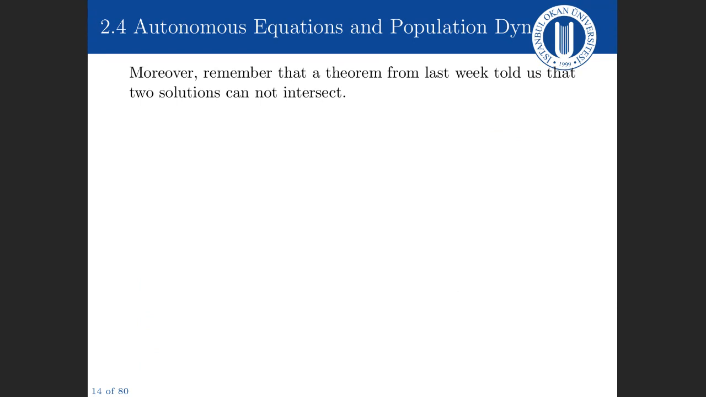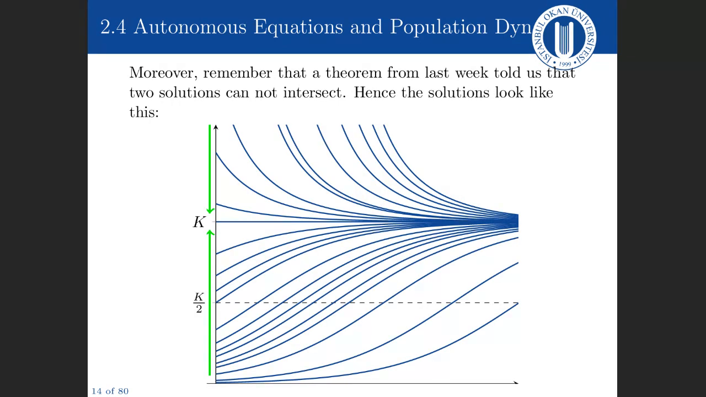There's one more bit of information we can use. You recall the final theorem from last week's lesson said that two solutions to first order equations cannot intersect. They can become close together, but they can never cross each other. So putting all this information together, we can draw some solutions. I haven't solved the equation, but I've got enough information to draw these solutions.